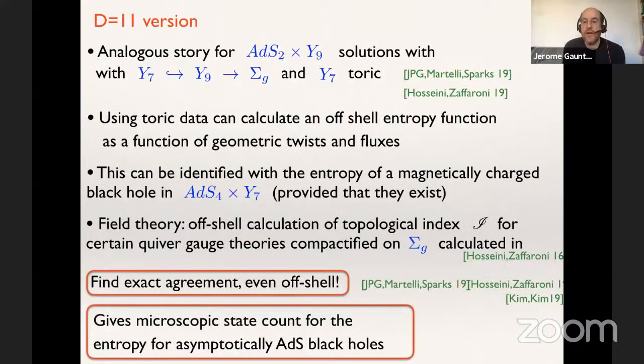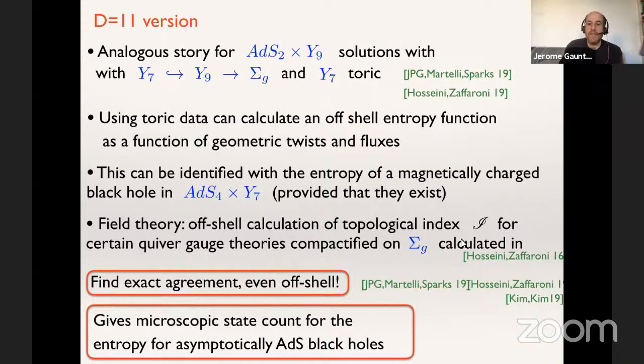There's an exact analog of this in D equals 11, and I'll just be very brief about this. We now take AdS2 X Y9, and think of Y9 as a Y7 fibration over a Riemann surface. You can do exactly the same game, and algebraically it's very similar. And you find what the logarithm of the partition function will be for the dual supersymmetric quantum mechanics. If the AdS2 solution is the near horizon limit of an AdS4 black hole, then that will be a calculation of the corresponding entropy.